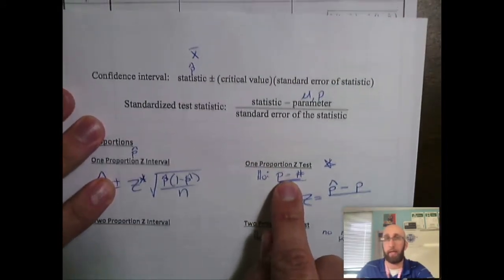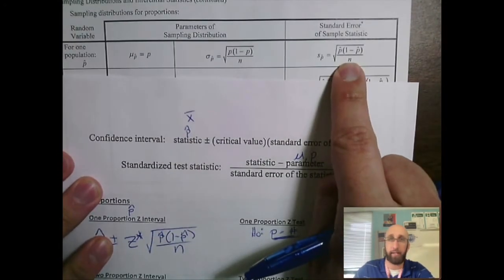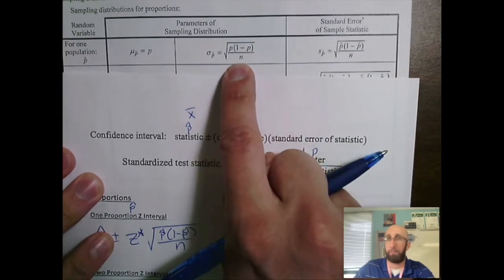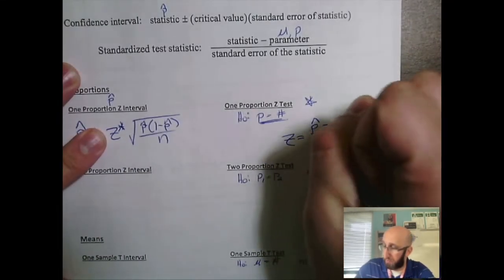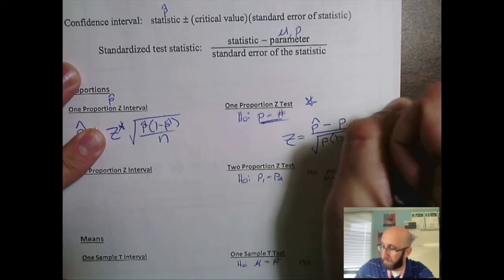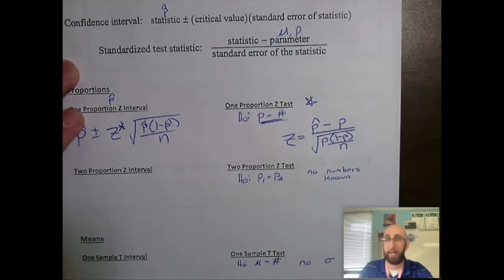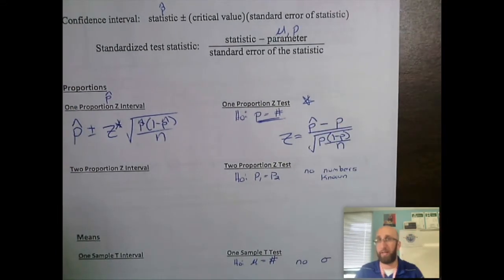We have knowledge. We have a numerical value for p. So instead of using the p-hats, we're going to use something a little bit better. We're going to use that population proportion. We're going to do the square root of p, 1 minus p, divided by n. That's the one that's a little bit unique, in my opinion, that kind of breaks the mold.